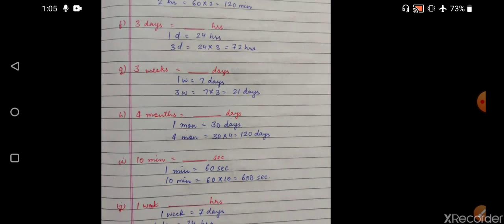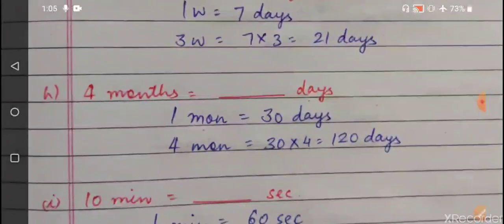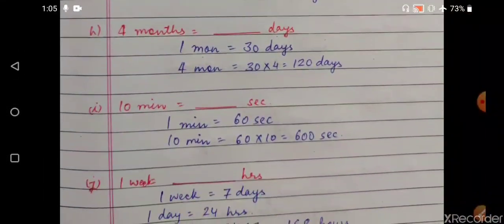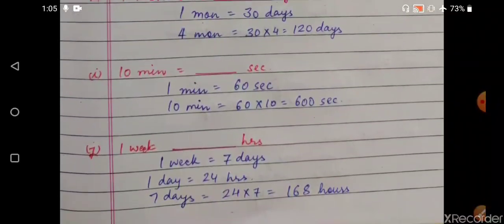Next, 10 minutes is equals to how many seconds? So 1 minute is equals to 60 seconds. 10 minutes is equals to 60 into 10, which is 600 seconds.